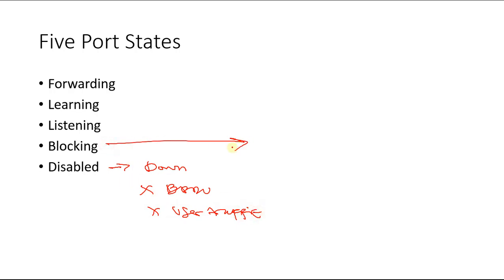In the blocking state, a port receives and forwards only BPDUs, not user traffic. So in this port state, they forward BPDUs, but they do not forward user traffic in the blocking state.